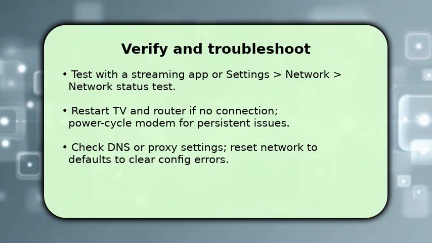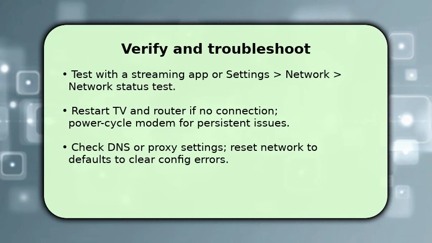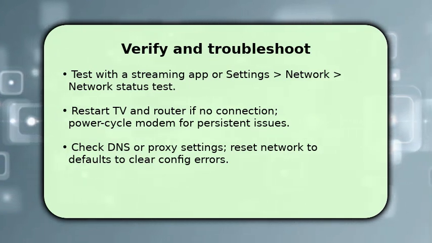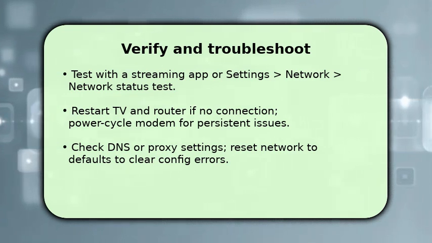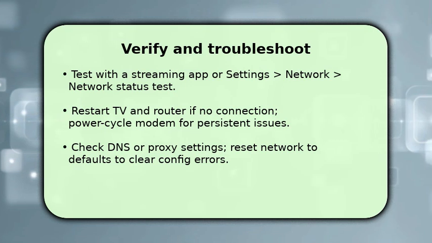Open a streaming app or run network status in settings to test speed and connectivity. If pages fail to load, restart the TV and then power cycle the router and modem. Many issues clear with a restart.